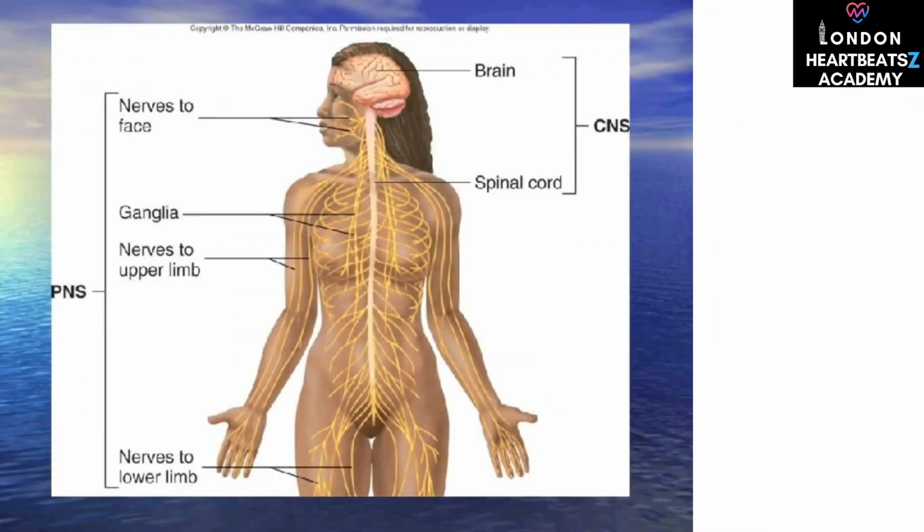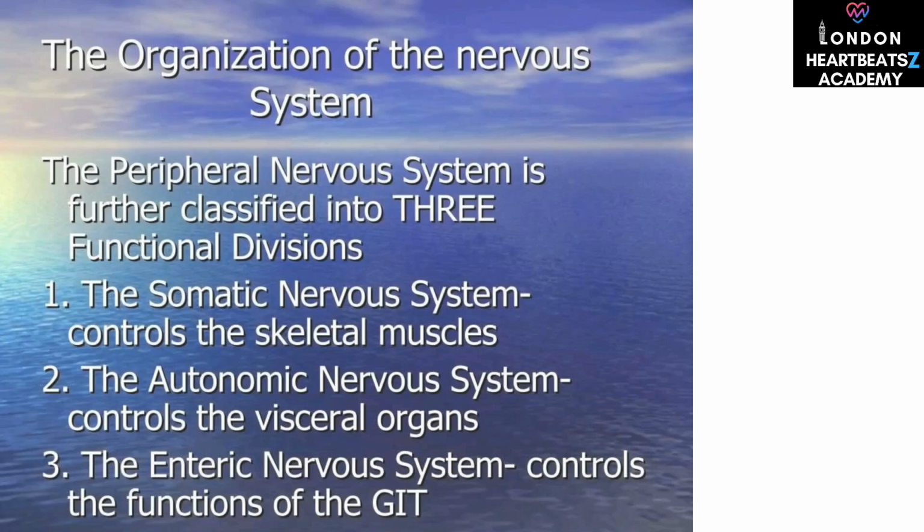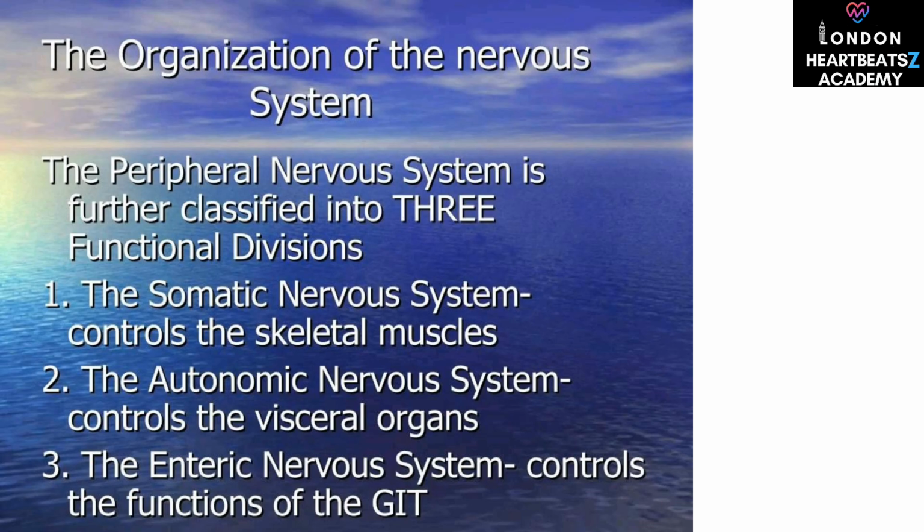The central nervous system, or CNS, includes the brain and spinal cord. The peripheral nervous system, or PNS, includes nerves to the face, upper and lower limbs, as well as the ganglia. The peripheral nervous system is further classified into 3 functional divisions: the somatic nervous system, which controls skeletal muscles, the autonomic nervous system, which controls visceral organs, and the enteric nervous system, which controls GI tract functions.